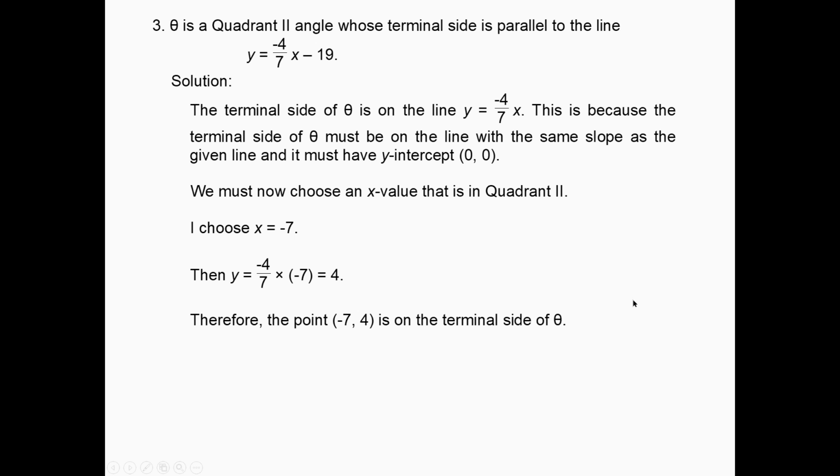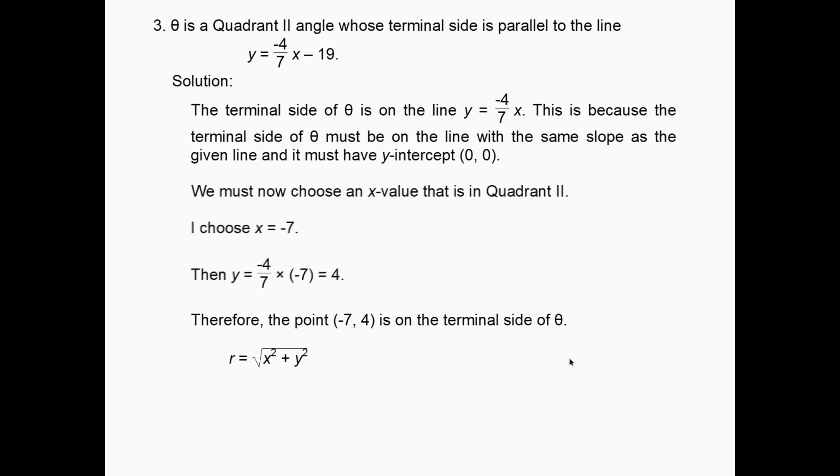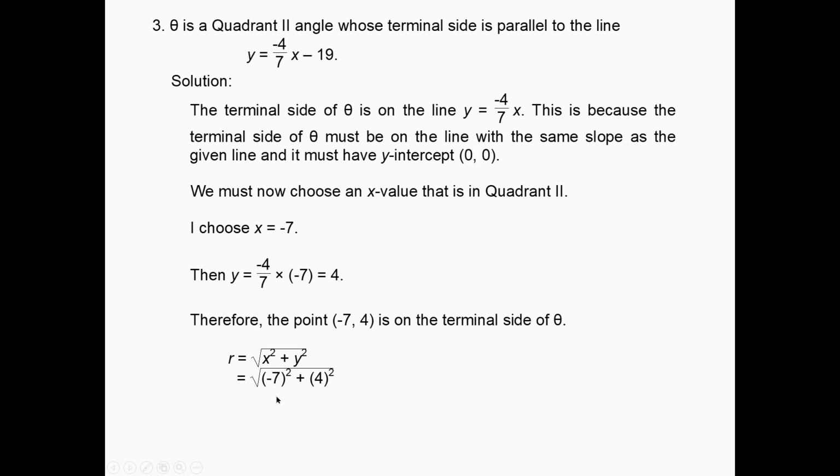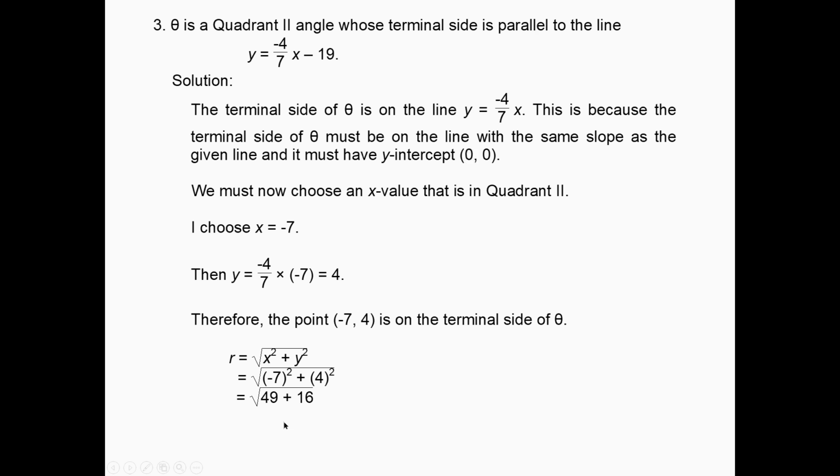Got to get my r. R is going to be the square root of x squared plus y squared. Square root of negative 7 squared plus 4 squared. Square root of 49 plus 16. Square root of 65 again. Ooh, I like that. Okay, so my x is negative 7, my y is 4, my r is square root of 65.